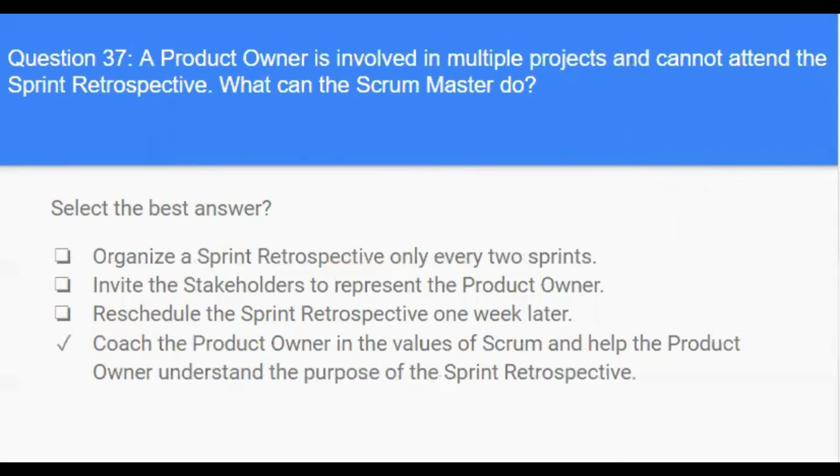Answer is coach the product owner in the value of Scrum and help the product owner understand the purpose of the sprint retrospective. The sprint retrospective is an essential part of the Scrum process and needs to happen as prescribed. It's an internal team event, so external parties cannot attend. The best approach is to coach the product owner to understand better how Scrum works, why meetings are essential, and the impact if they don't attend.